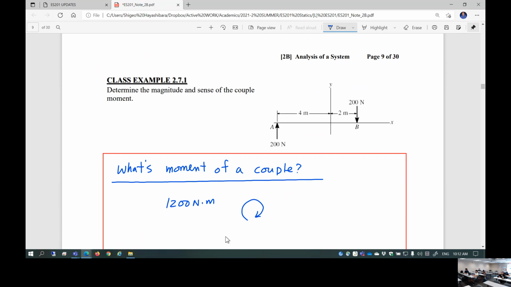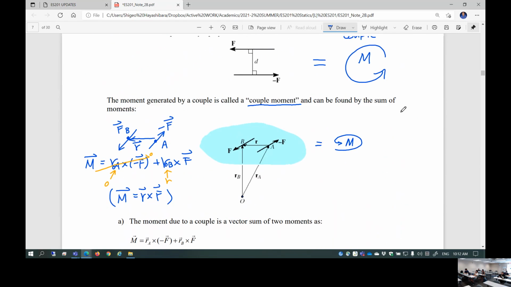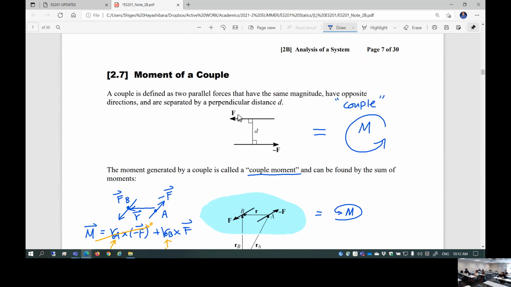Okay, everybody, hello. Have you been listening to my lecture? That's what I've been talking about. This is F times D. D is 6 meters, F is 200 Newton, so 200 times 6. That's it. Sense, just sense. Okay? Hello, this is super simple. Did you get that?